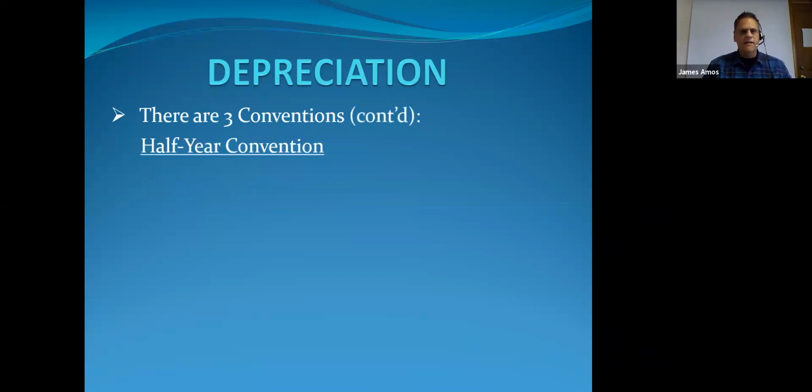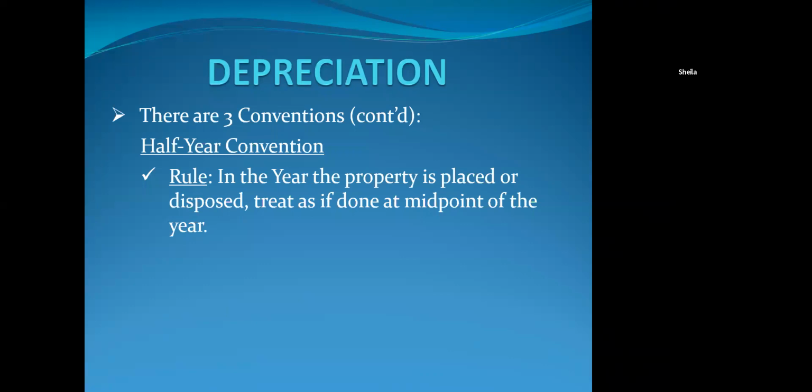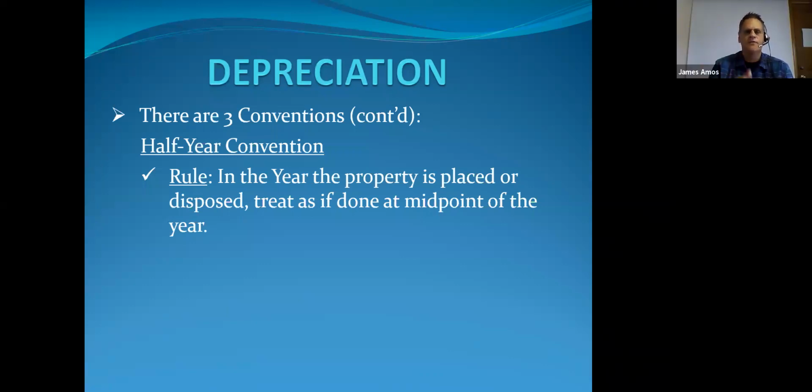Okay, so let's talk about this. There are 3 conventions. Like I said, the first one we're going to talk about is half-year convention. First of all, here's the rule. In the year the property is placed in service or you dispose of the property, treat it as if it was placed in service in the midpoint of the year. Okay? So, if I buy a computer for my business on January 1st, when will I pretend I first placed it into service, for which I'm going to use half-year convention? July 1st would actually be the midpoint. Yeah, because June is considered the 6th, so it'd be July, right? So it's the end of the 6 months, so it'd be July 1st. So that would be the midpoint of the year.